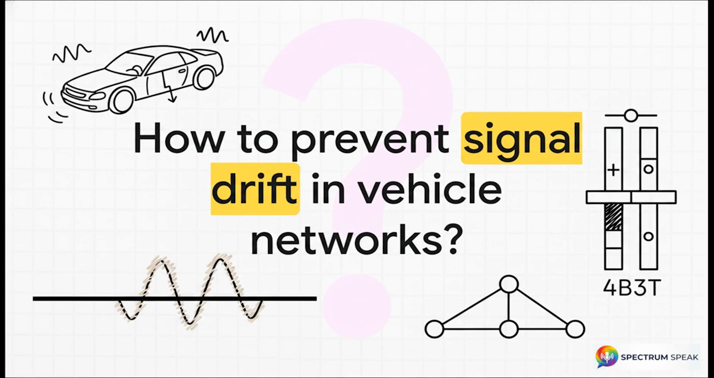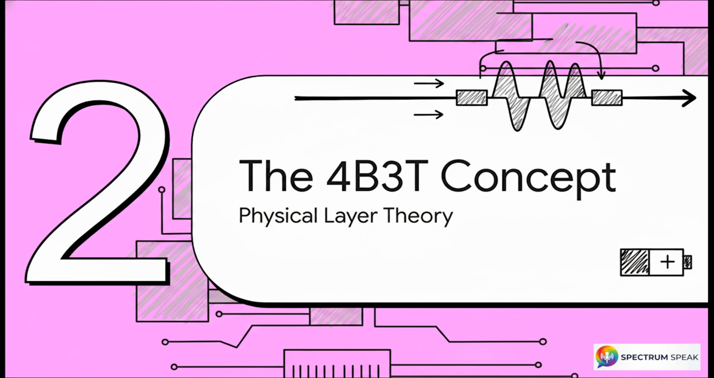So how do we actually stop this signal drift in these ultra-sensitive networks? We absolutely need a way to send data while guaranteeing the average voltage always returns to 0. By the end of our time together today, you'll know exactly how the 4B3T code uses ternary signals to pull this off. Moving right along to the core concept, the 4B3T code.